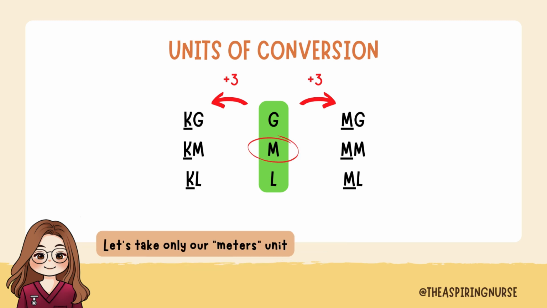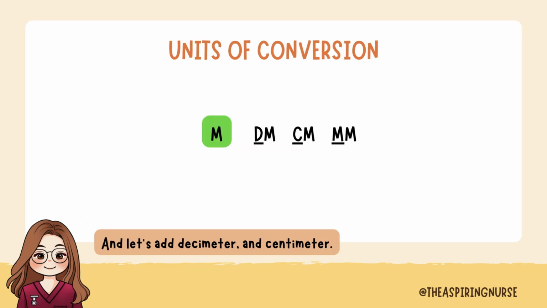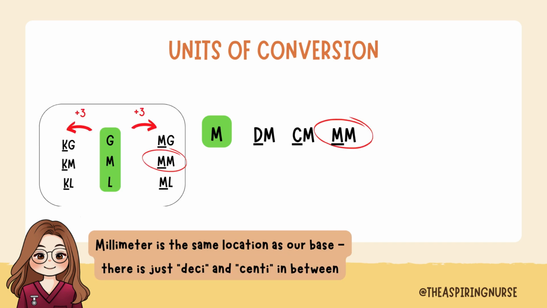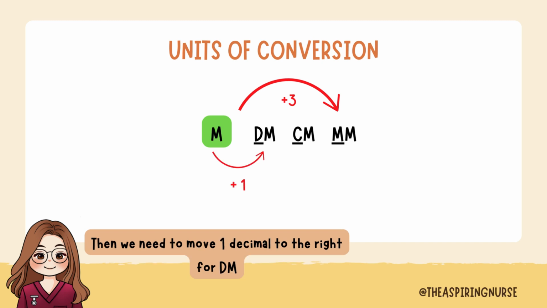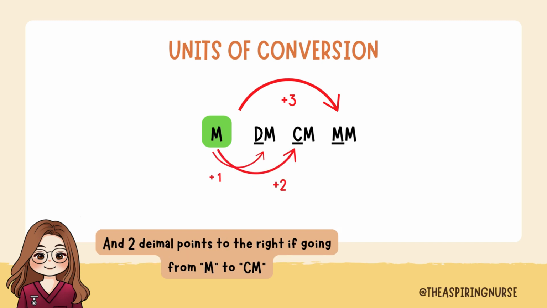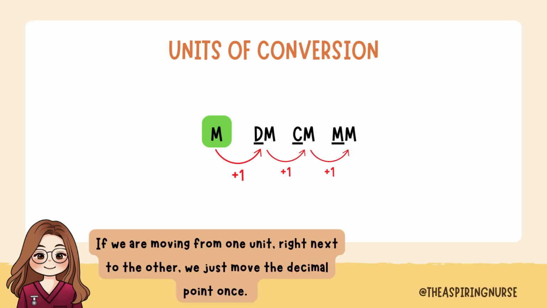Now let's go back to our base and add other units that are sometimes used. Let's take only our meters unit, and let's add decimeter and centimeter. Millimeter is the same location as our base, there is just deci and centi in between. So if we know we need to move our decimal point 3 times to the right to get to millimeter, then we need to move 1 decimal to the right for decimeter, and 2 decimal points to the right if going from meters to centimeters. If we are moving from one unit right next to the other, we just move the decimal point once.